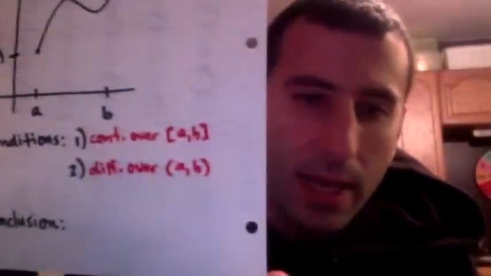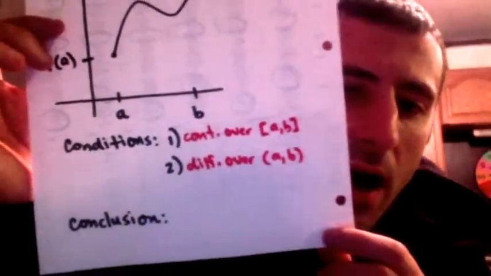So this function has to be continuous over the closed interval a to b, and it has to be differentiable over the same interval but open a to b. Remember that functions are always continuous over the closed and differentiable over the open. So you definitely want to write that down first.